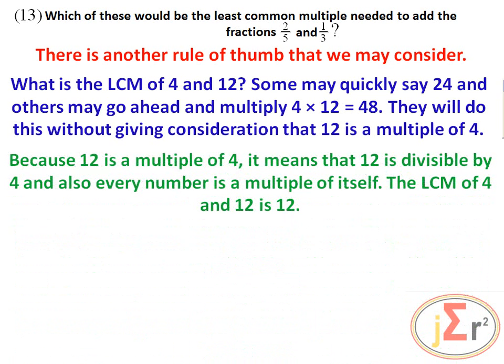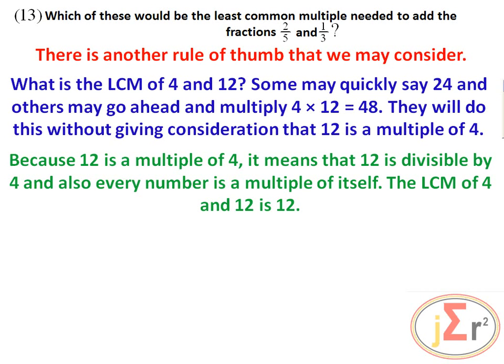Because 12 is a multiple of 4, it means that 12 is divisible by 4. And also, every number is a multiple of itself. The LCM of 4 and 12 is therefore 12. So, 4 can go into 12 without a remainder. It means therefore that 12 is a multiple of 4.